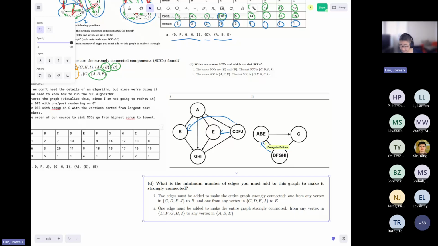Instead of C, D, F, J to B, can we do B to E? I think so, because once you created that loop, with this edge right here, you've made this into one giant SCC, and then just by pointing B at that one giant SCC, you've eliminated it. So you could do it that way if you want.